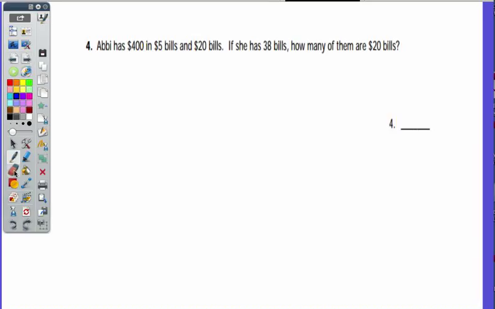Okay. So now we've got number 4. Abby has $400 in $5 bills and $20 bills. So really the 400 is the total amount. She has 38 bills. How many of them are 20? So this is kind of like all the other ones that we've been doing. So let's define my variable.